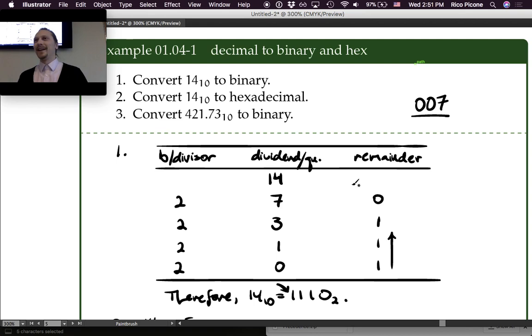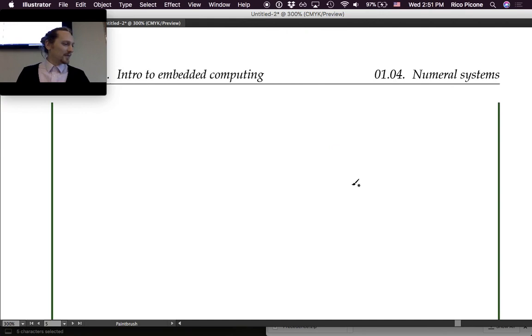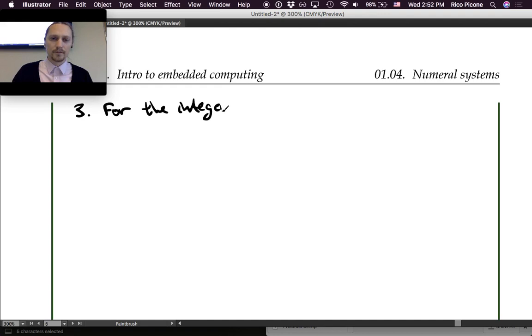This one is fun. I think we might have to use the next page, too. So you have to do two tables here. The first table you do gives you the integer part. So the 421 we'll do first, which is actually the easy part. For the integer part, we construct the table.